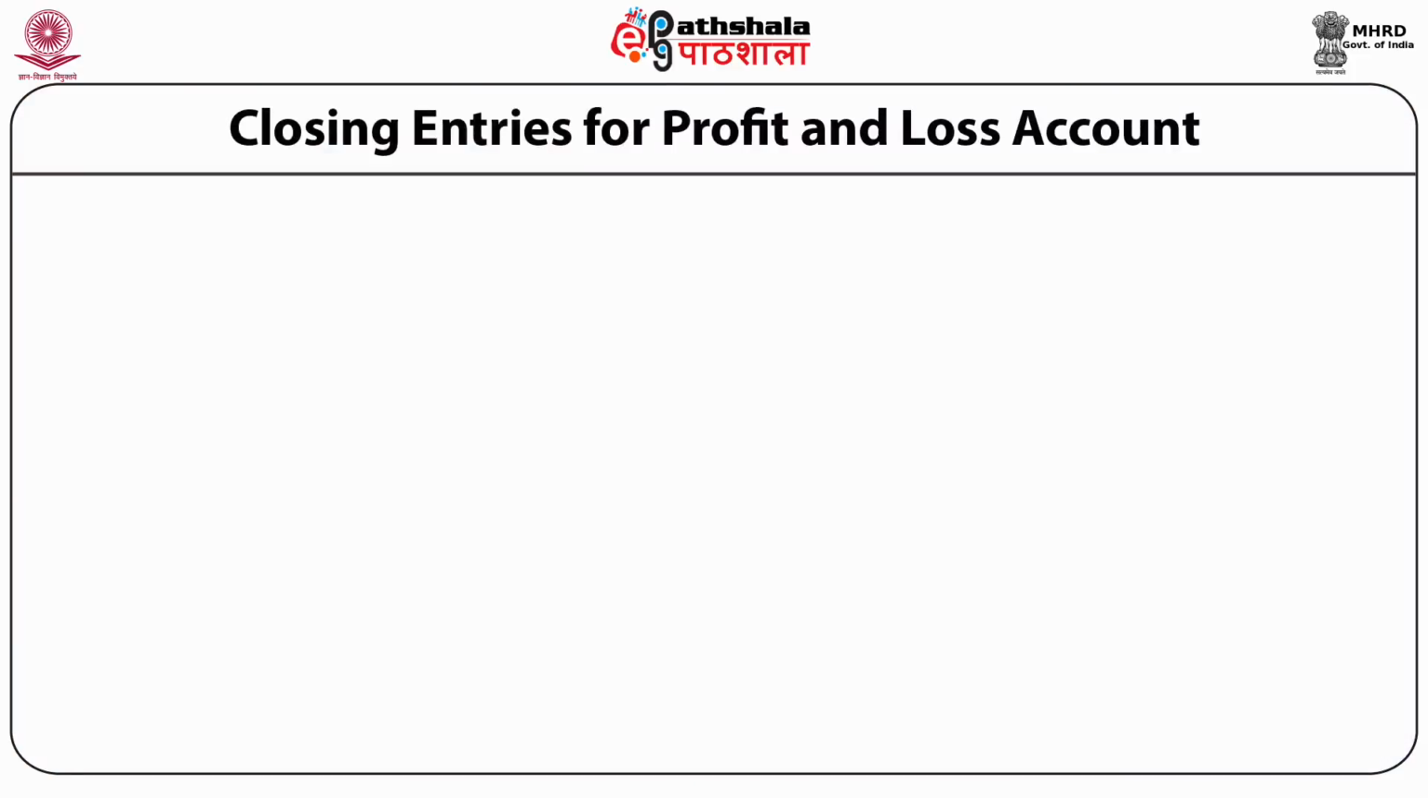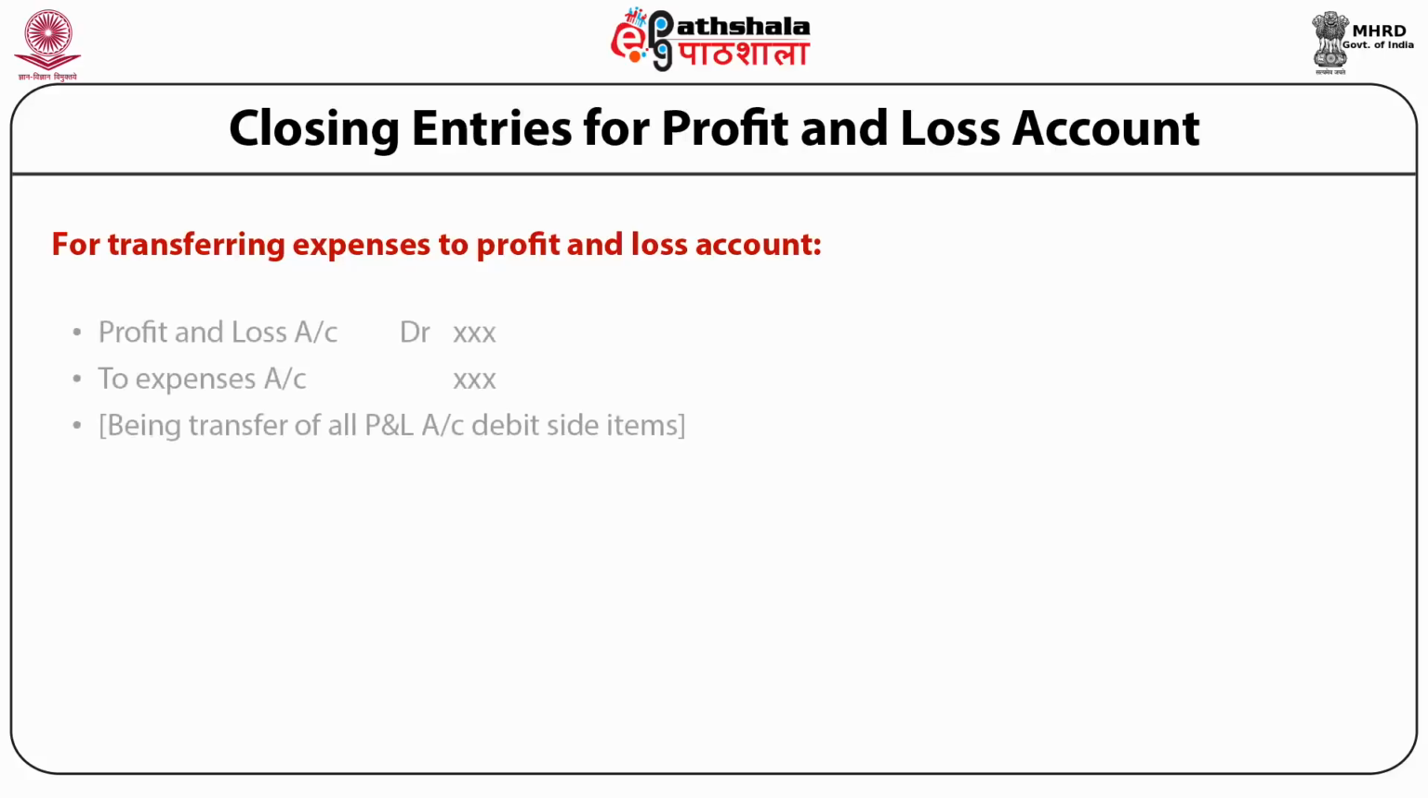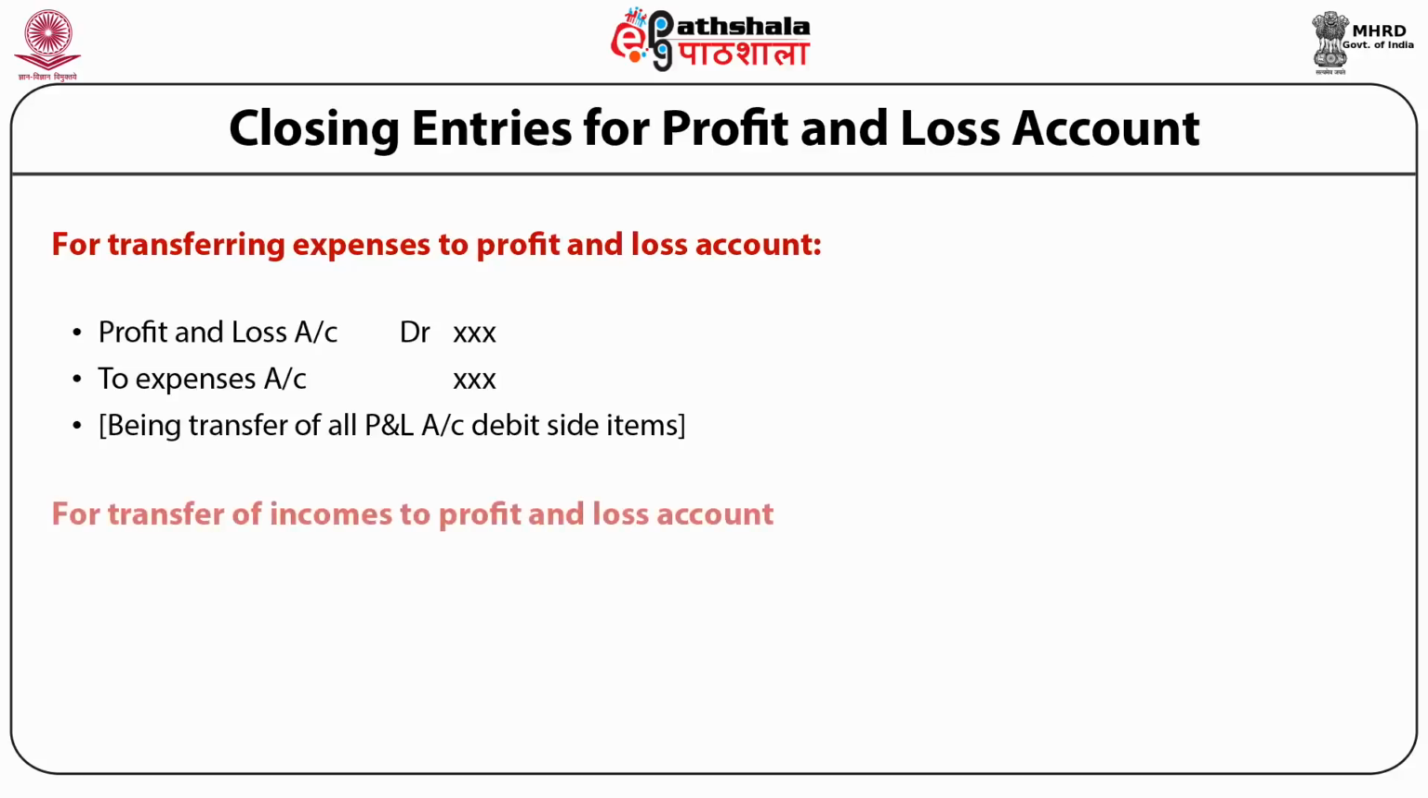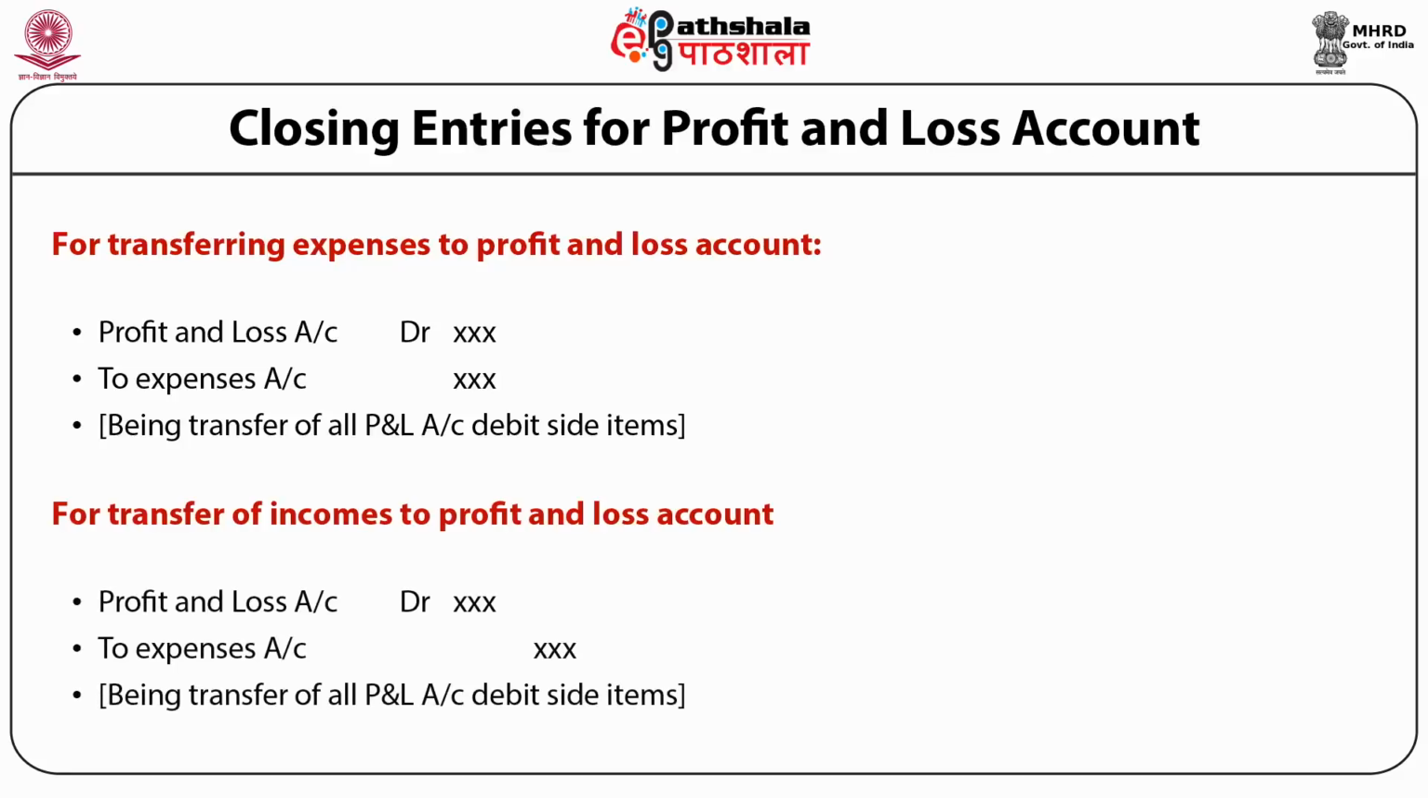Closing entries for profit and loss account. For transferring expenses to profit and loss account, we have to pass the entry: profit and loss account debited to expenses account. Because expenses are shown on the debit side of the profit and loss account, we pass the entry profit and loss account debited to expense account. For the purpose of transferring incomes to profit and loss account, the entry will be passed: income account debited to profit and loss account.